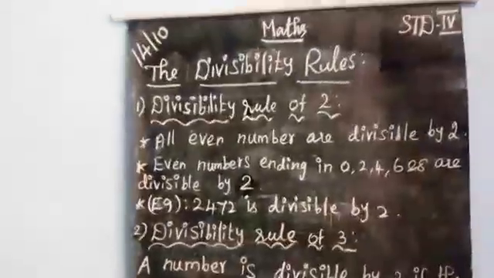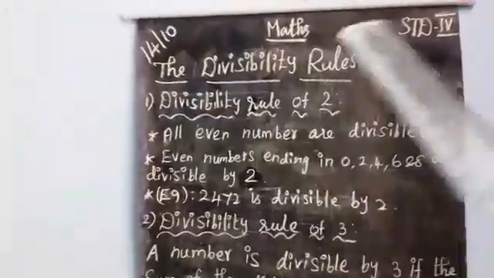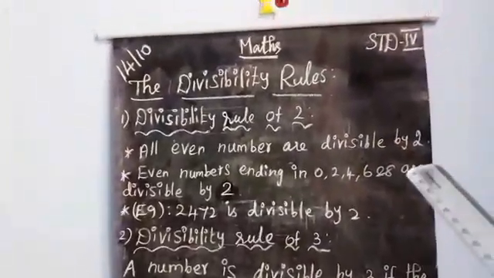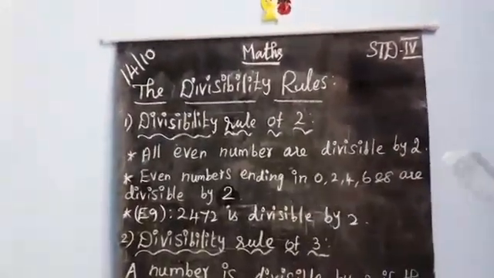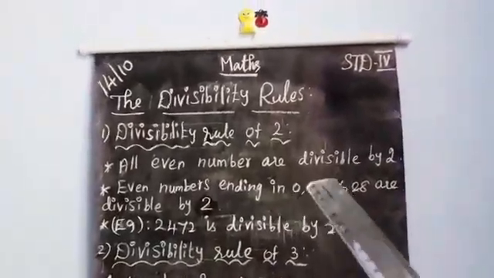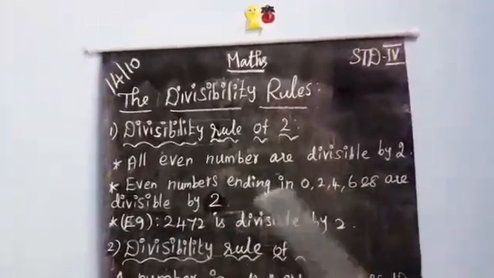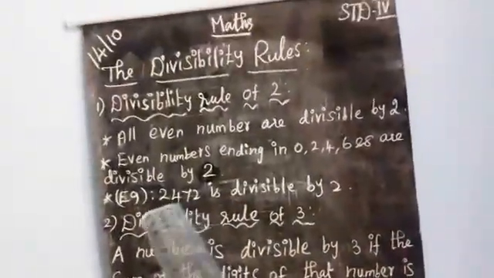First type, divisibility rule of 2. All even numbers are divisible by 2. Even numbers end with 0, 2, 4, 6, 8, isn't it? So the even numbers ending in 0, 2, 4, 6, 8 are divisible by 2. Now look at the example.